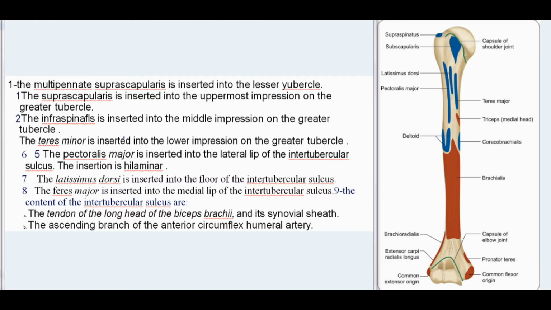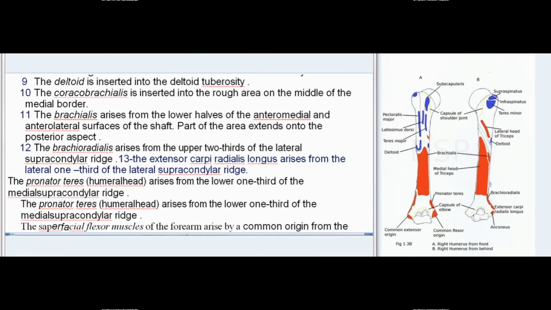7. The latissimus dorsi is inserted into the floor of the intertubercular sulcus. 8. The teres major is inserted into the medial lip of the intertubercular sulcus. 9. The contents of the intertubercular sulcus are the tendon of the long head of the biceps brachii and its synovial sheath, and the ascending branch of the anterior circumflex humeral artery. 9. The deltoid is inserted into the deltoid tuberosity. 10. The coracobrachialis is inserted into the rough area on the middle of the medial border.